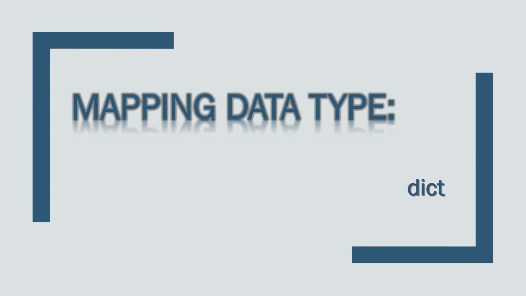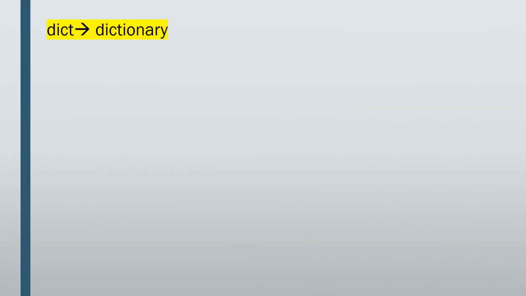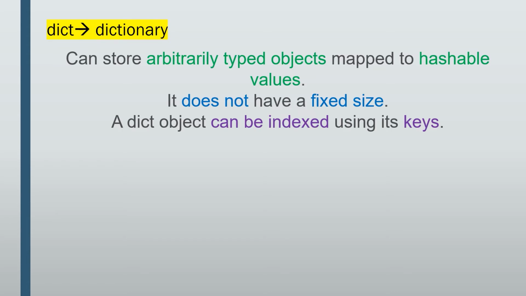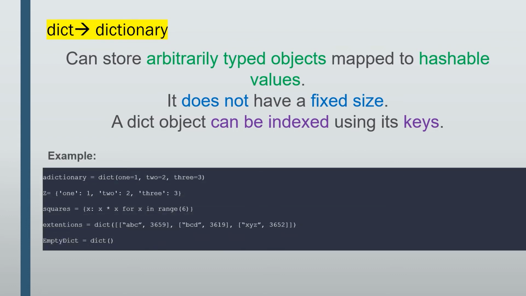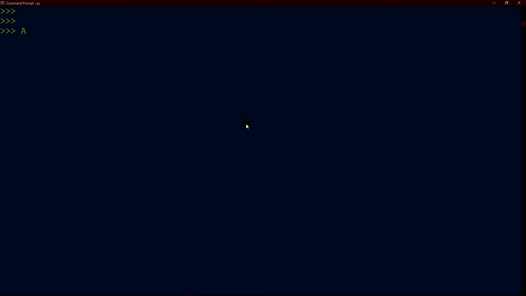Dict, or dictionary, is a container where you can map any type of object to a hashable value. It does not have any fixed size. You can always add or remove contents from a dictionary, and the dictionary is indexable, and it is indexed by using keys, not numbers. Some examples of a dictionary can be like one which maps to, suppose, another value.